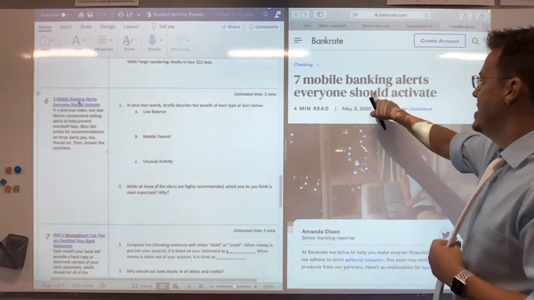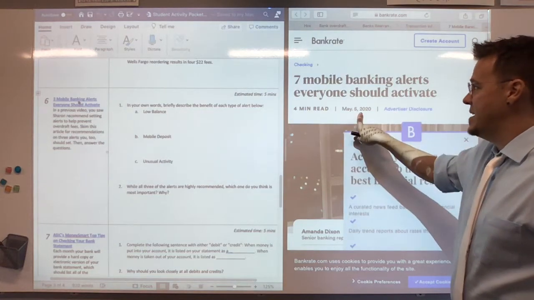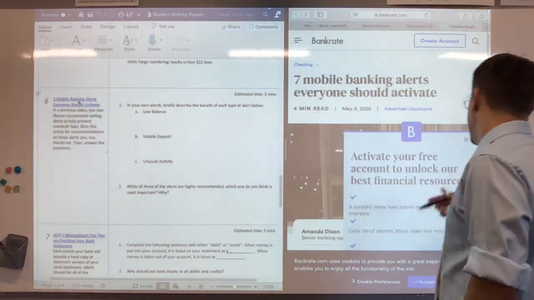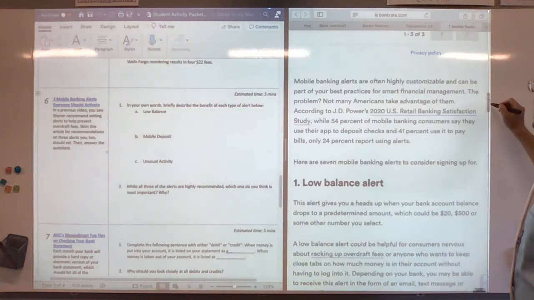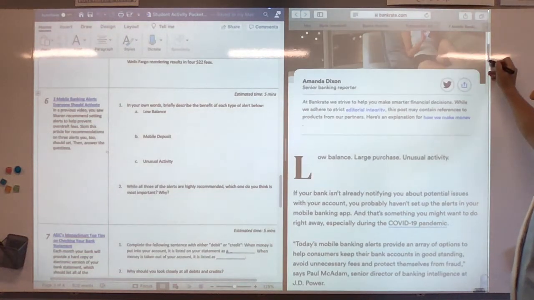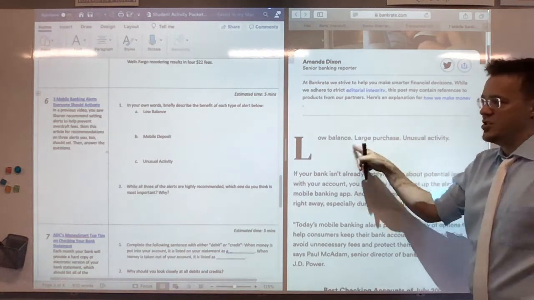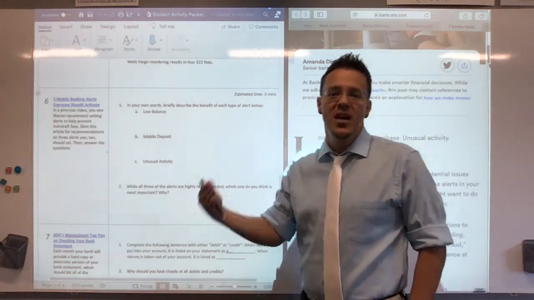And they have 7 mobile banking alerts here. Now, this is updated as of May of 2020. When this lesson first came out, there were only 3, but they've updated it a little bit. All right, so what I want you guys to do is read through these, because it's very important that you have it. You skip through the nice little advertisements in the middle. Low balance, large purchase, unusual activity. Large purchase is a newer one, but I want you guys to read the article and then tell me what they are.